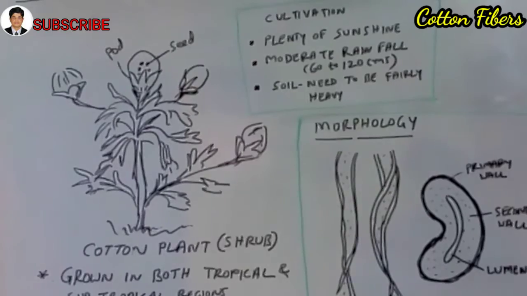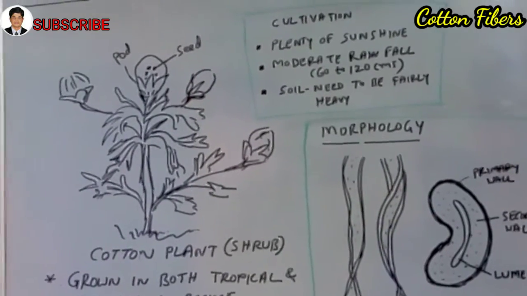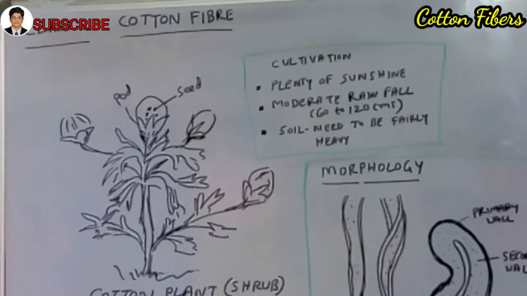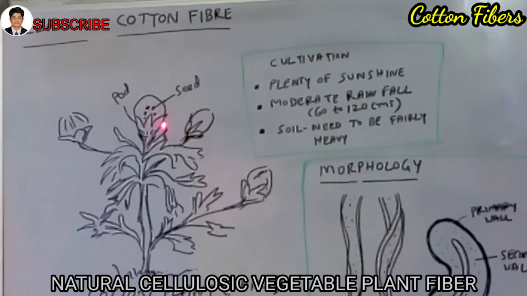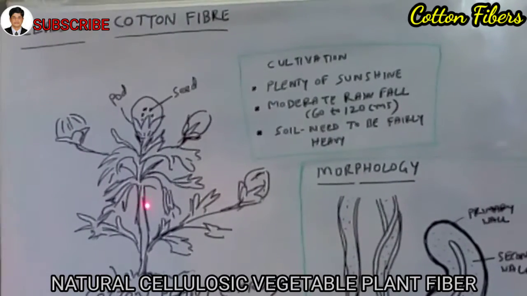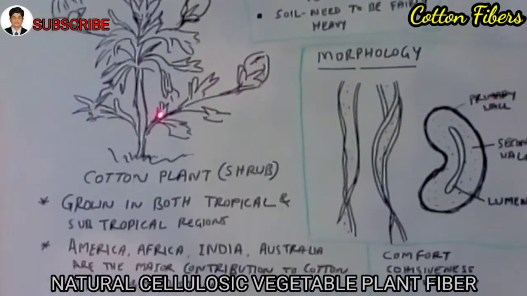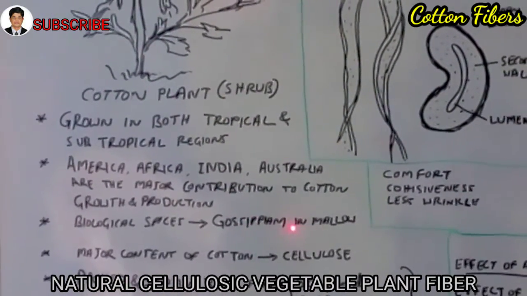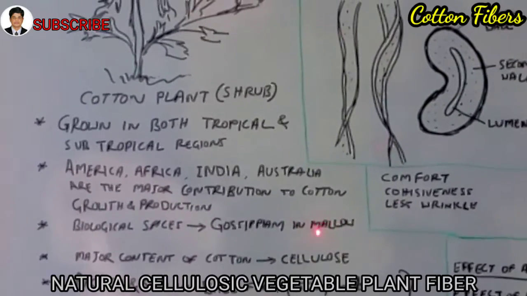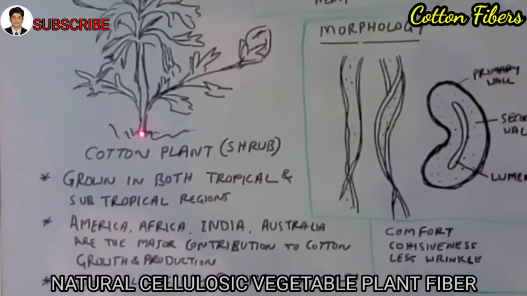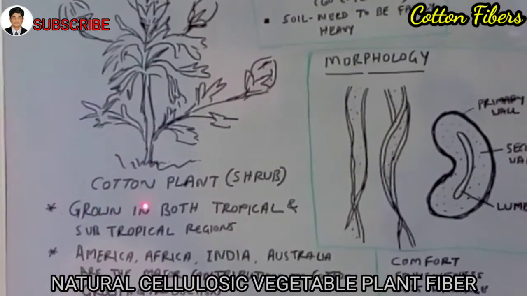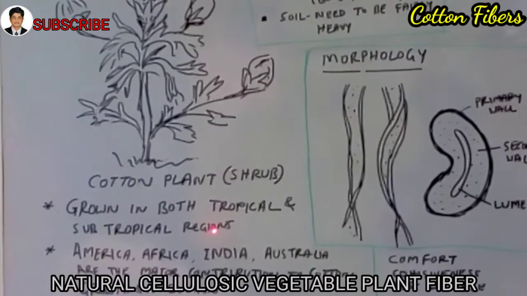Okay, today is the cotton fiber class. See, cotton fiber is a natural fiber extracted from the cotton plant, belonging to the biological family Gossypium, under the category Malvaceae. This cotton is grown in the tropical and subtropical regions of the globe.